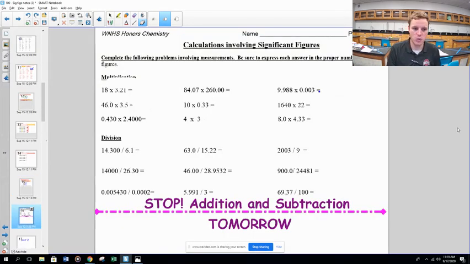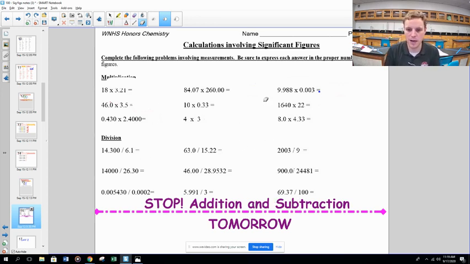So now that brings us to this worksheet right here. Calculations involving significant figures. I would like you to work on this. Now below this section, there's addition, subtraction. Don't worry about that at all right now. We'll get to that tomorrow. So just don't even look at that section. It's going to stress you out. But I would focus on the multiplication and division section.